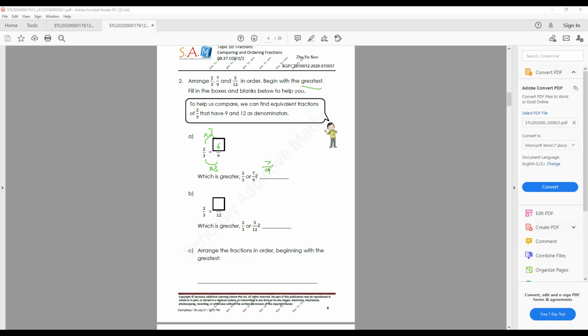Next, we compare 2/3 with 5 out of 12, which means we need to convert 2/3 to the denominator of 12. 3 times 4, times 4. 8 out of 12. 2/3 is the same as 8 out of 12. So which is greater, 8 out of 12 or 5 out of 12?